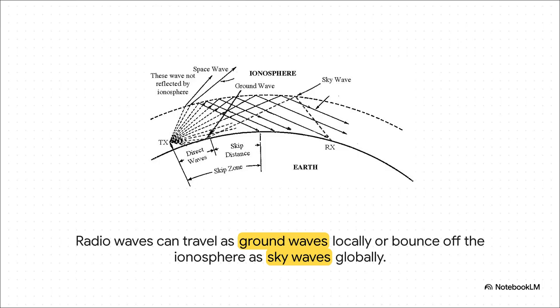This picture right here shows the two incredible ways radio works. Your signal can travel as a ground wave, kind of hugging the curve of the earth to reach someone across town. Or, and this is the really cool part, it can shoot up as a sky wave, do an incredible bank shot off a layer in our atmosphere, and come down on a totally different continent. That's how you talk to the whole world, right from your own room.